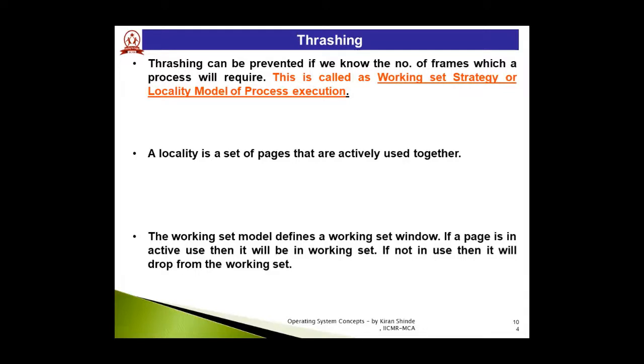Now this is called the working set strategy or locality model of process execution. It means the number of frames can be predicted in advance. A locality is a set of pages that are actively used together. The working set model defines a working set window. If a page is in active use, then it will be in the working set. If not in use, then it will be dropped from the working set.